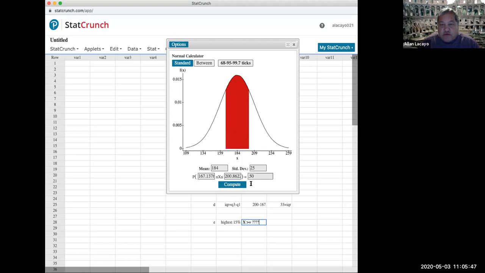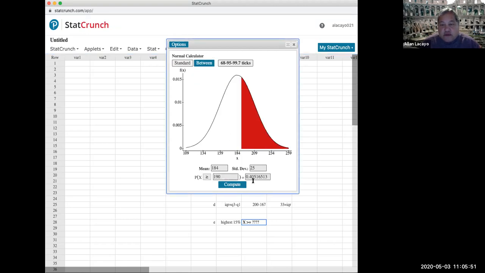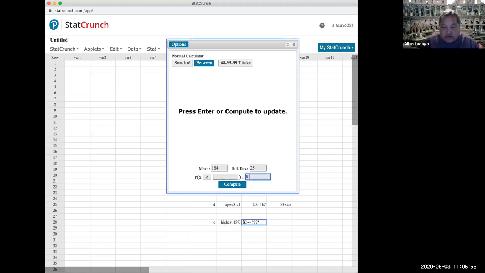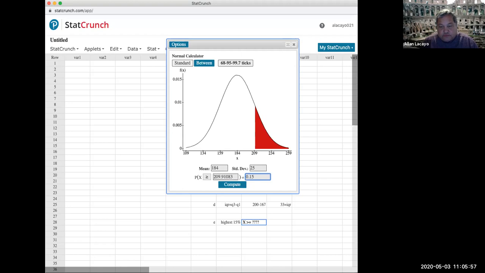And so for that, you have to switch back to the standard mode for part E. And then you have to change this 40% to 15%. And people who have cholesterol readings of 210 or higher are the people who are in the highest 15%. So this 15% is this red part here. And the cutoff value is the cholesterol level in question.